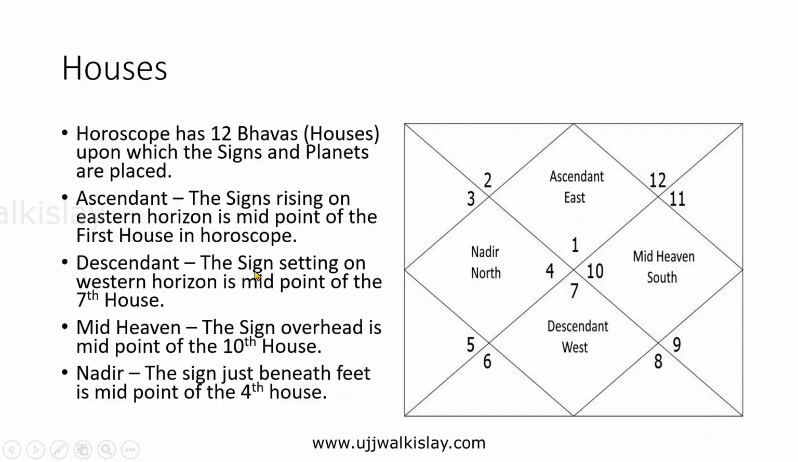Descendant. The sign setting on the western horizon is midpoint of the seventh house. At any given point, as one sign will be rising at the eastern horizon, another sign that will be exactly 180 degrees opposite to it will be setting beyond the western horizon. That sign will occupy the seventh house and referred to as the descendant. The descendant denotes the west direction.